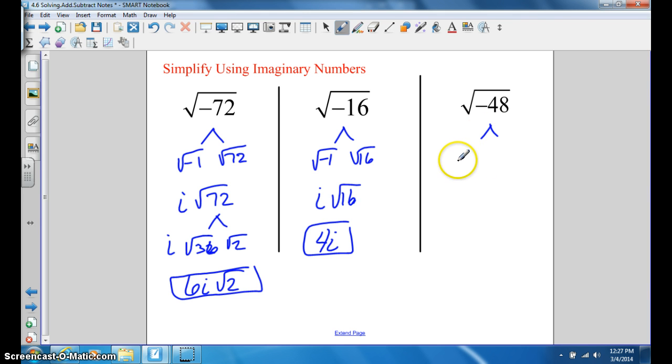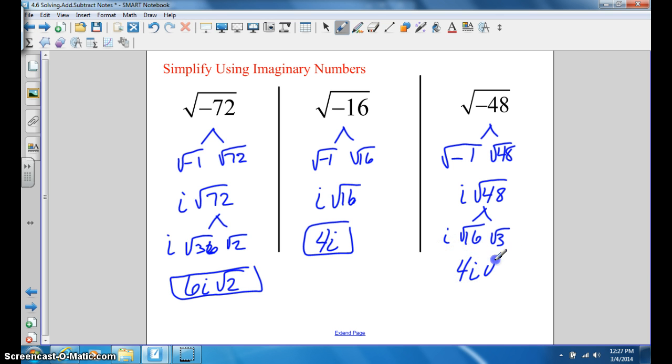For the square root of -48, we have the square root of -1 times the square root of 48. The square root of -1 is i, so now we have i root 48. Now let's break down 48. It breaks down into the square root of 16 times the square root of 3. So our final answer is going to be 4i root 3. And that's all we have to do.